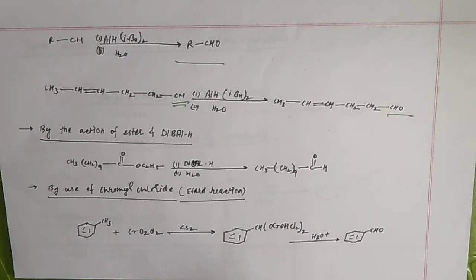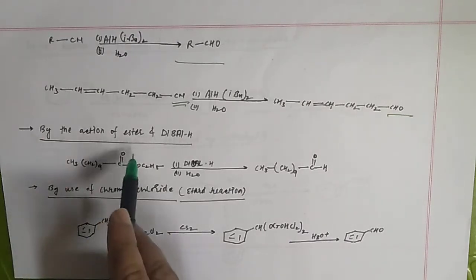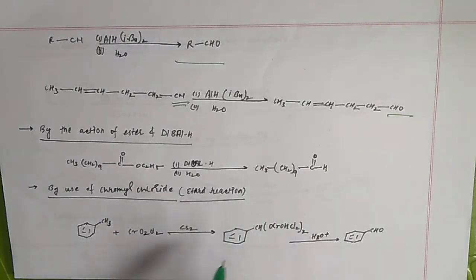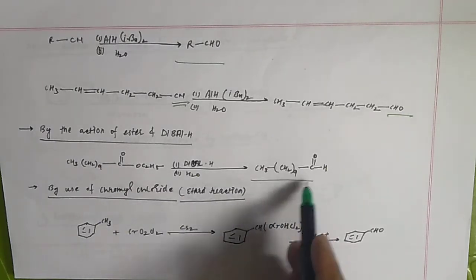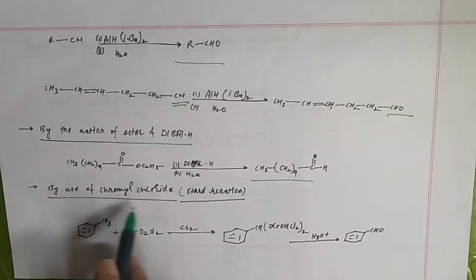Now let us move to another. If you take an ester, the ester can also be reduced to aldehyde by the use of diisobutyl aluminum hydride.